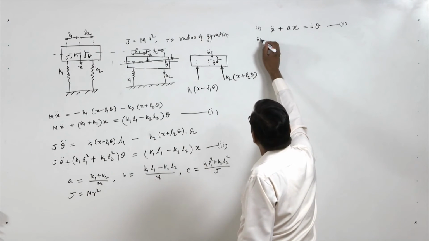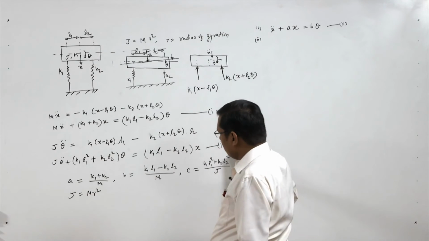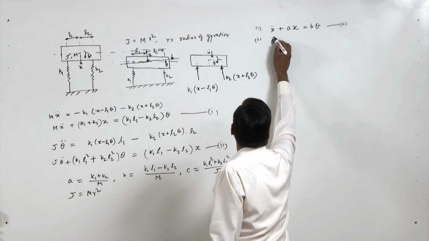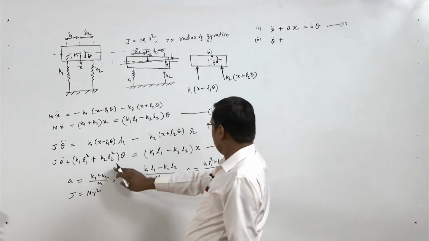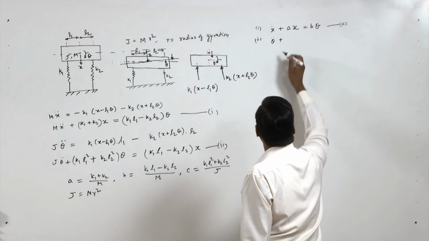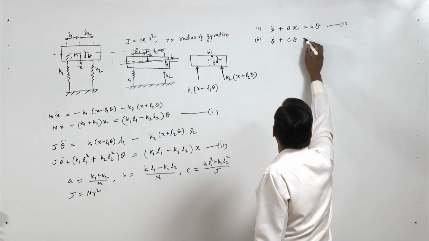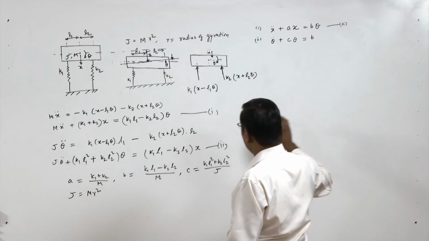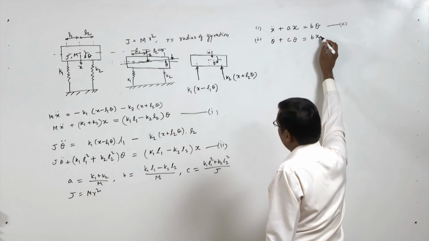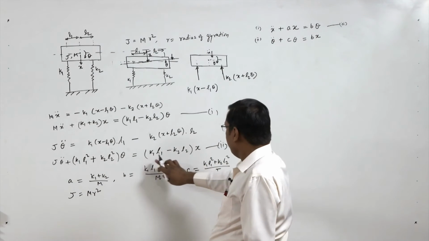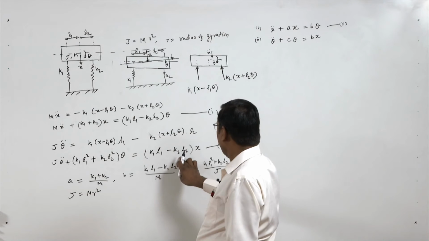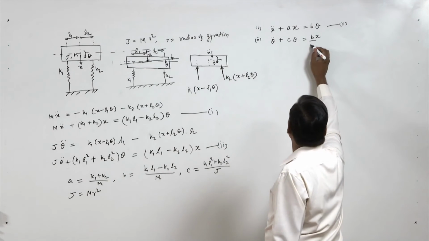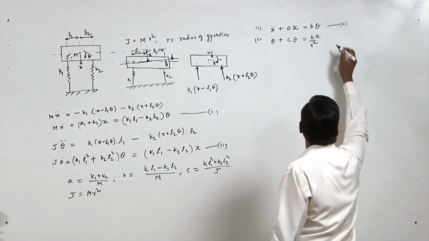Then equation 2 will be theta double dot plus C theta equal to B x. Here it will be by J and J equal to m r square, so r square will be here, and this is equation 4.